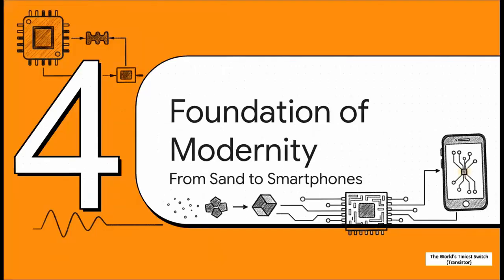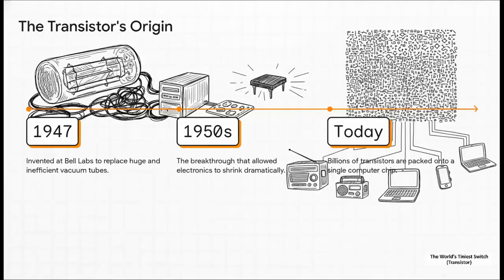So we have this incredible microscopic switch and amplifier. But how in the world did we go from this one tiny component to it being the foundation of our entire civilization? Well, let's connect the dots, from a grain of sand all the way to the smartphone in your hand. So where did this thing even come from? Well, it all started back in 1947 at Bell Labs. See, before the transistor, the first computers used these huge, hot, unreliable glass vacuum tubes that were constantly burning out. The transistor was a total game changer. It was tiny, it was solid, and it was incredibly efficient.